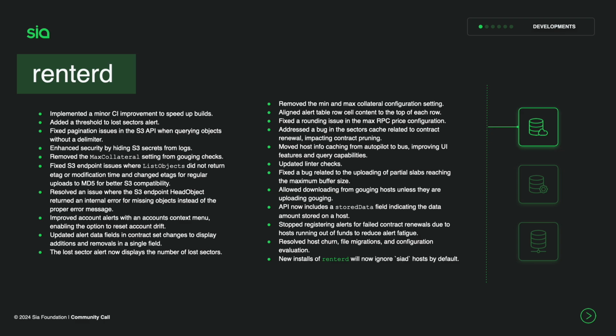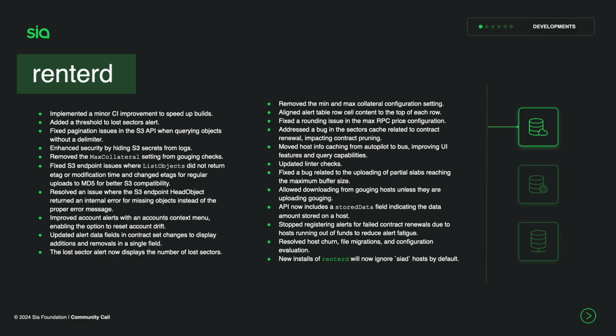We've addressed the caching bug in the sector cache related to accounting for renewed contracts properly, which affected pruning operations. We've transferred host info caching from the autopilot to the bus, enabling new UI features that facilitate querying hosts based on various criteria, such as score and spending. We've updated linting checks. We fixed the bug affecting the upload of partial slabs. They now will upload correctly once reaching the maximum buffer size.